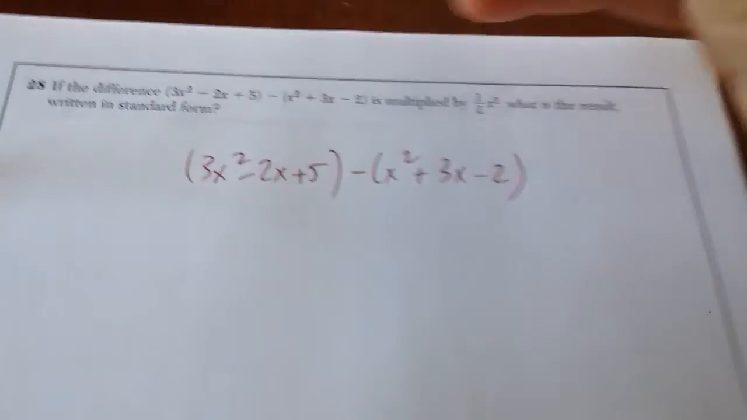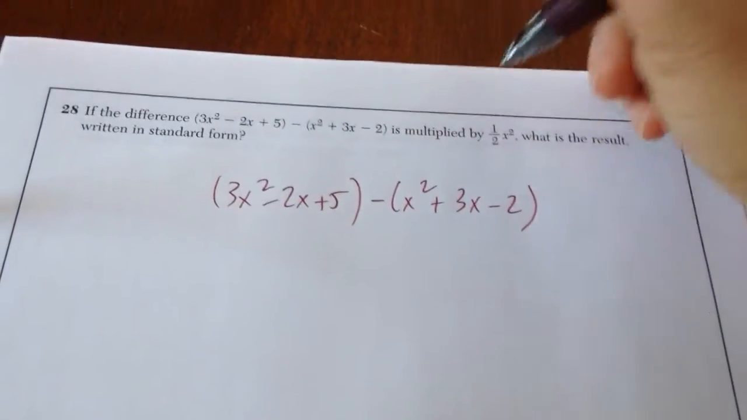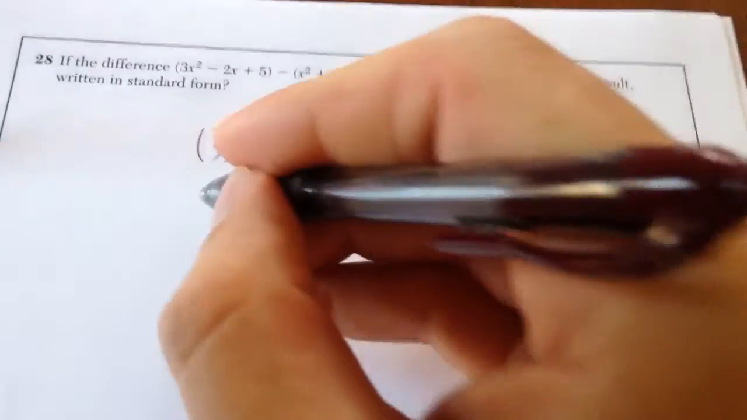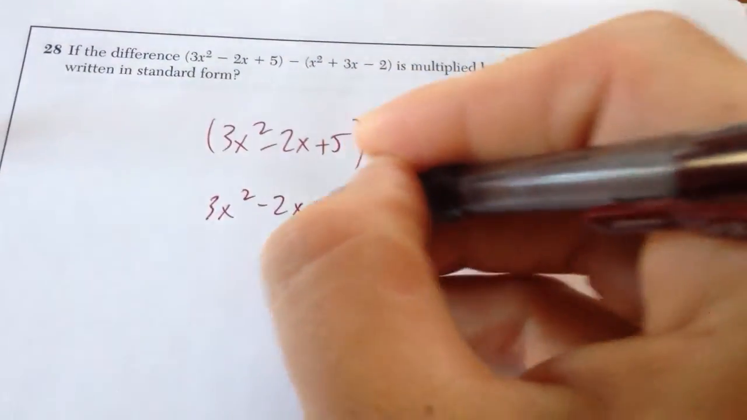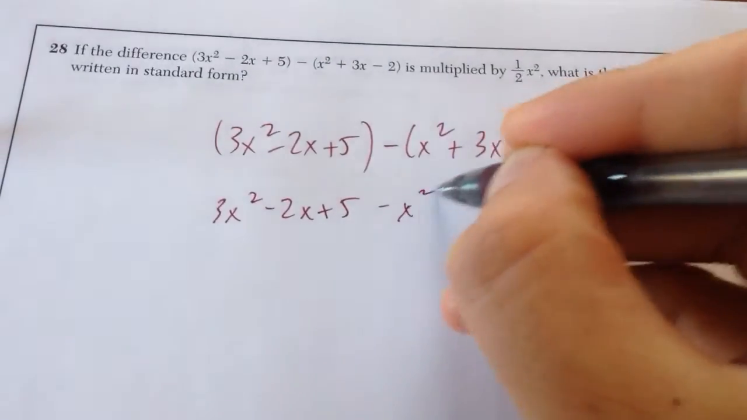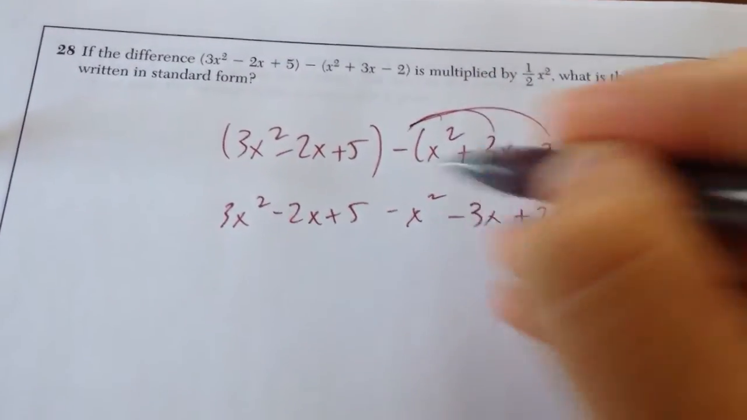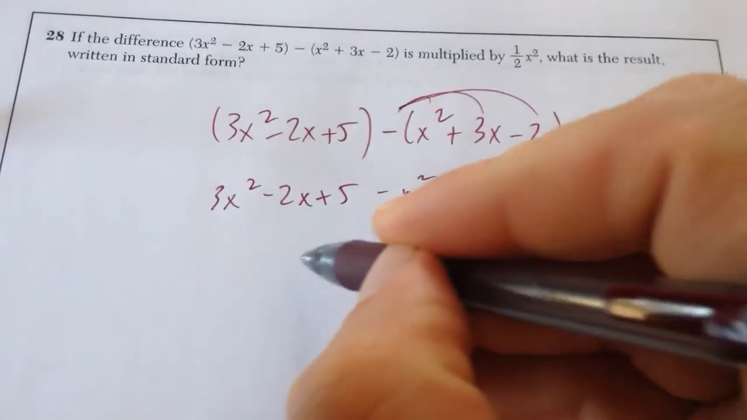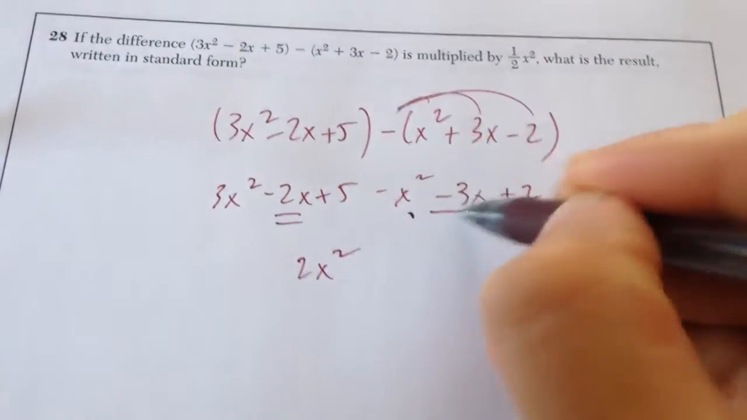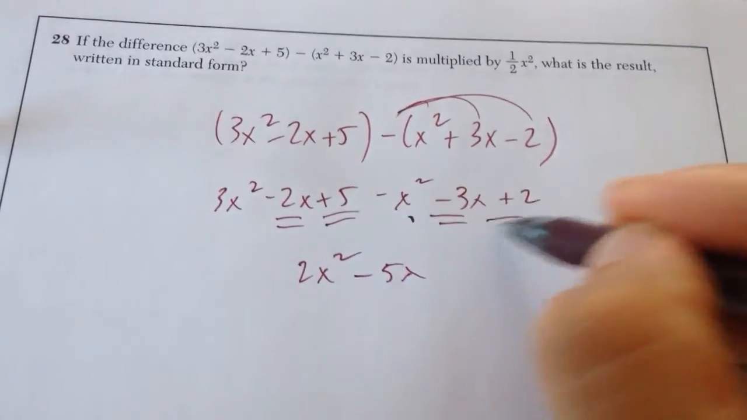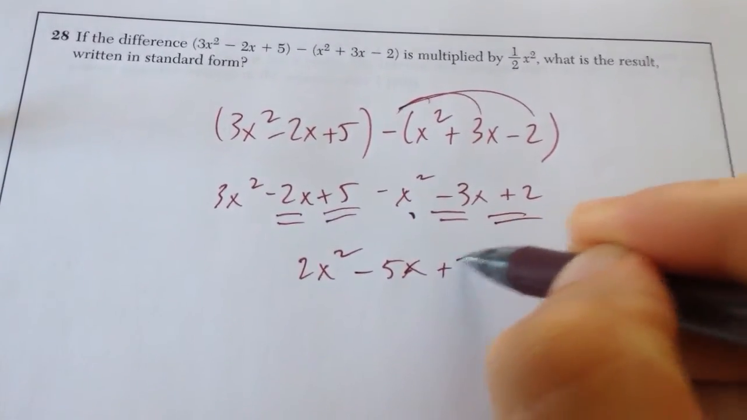Number 28, they want you to find the difference between these two expressions and then multiply by this. So in order to start, I'm just going to subtract. Anytime you are subtracting a polynomial, you have to distribute the minus sign and change all these signs. 3x squared minus x squared is 2x squared. Negative 2x minus 3x, negative 5x. 5 and 2 is 7.